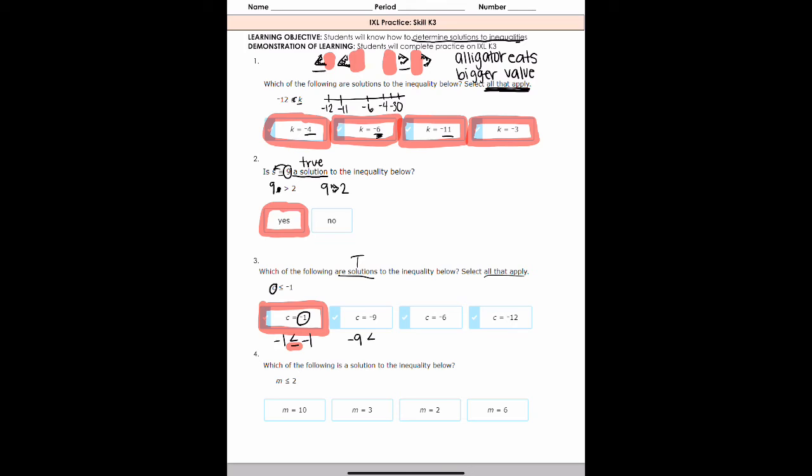Negative 9 is less than or equal to negative 1. Well, negative 9 on our number line is below negative 1, so it is less. So negative 1 is bigger. Negative 1 is bigger than negative 9. Negative 6 is less than or equal to negative 1. So negative 1 needs to be bigger. And that is true because negative 6 is below negative 1. And lastly, negative 12 is all the way down at the bottom, so negative 12 is going to be less than negative 1.